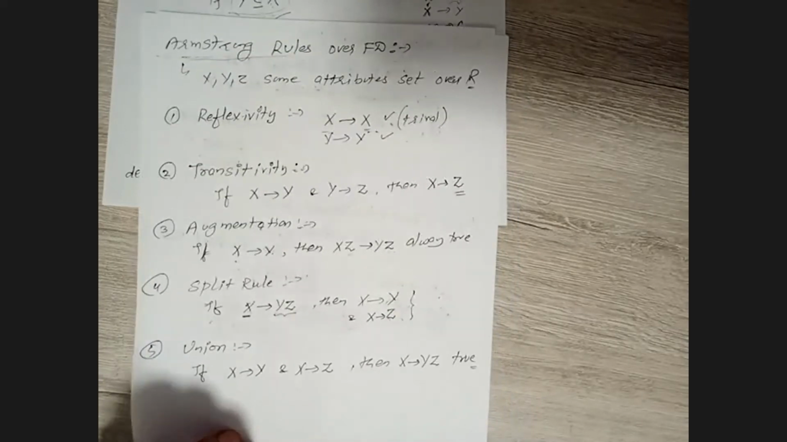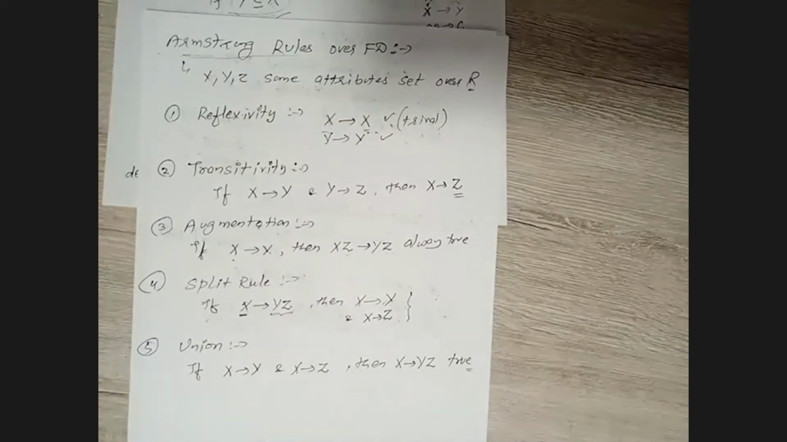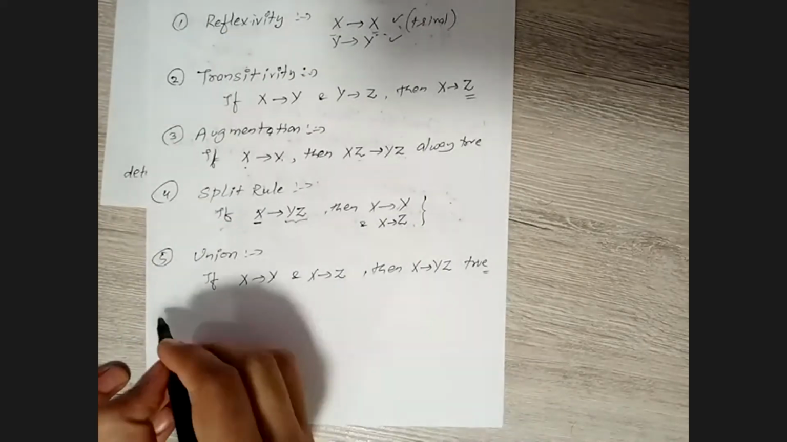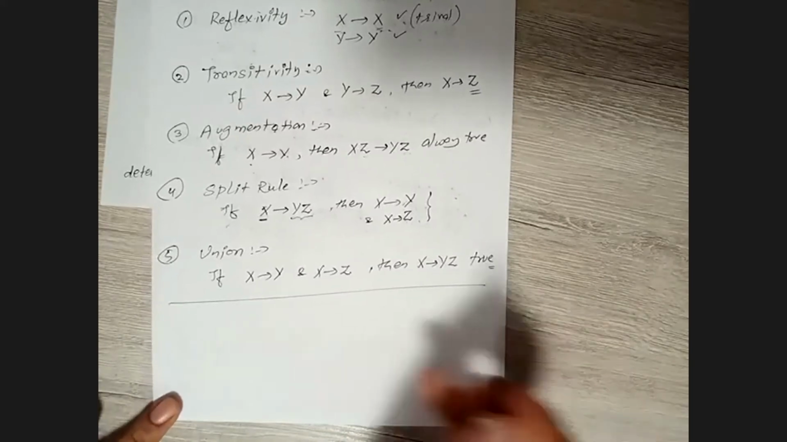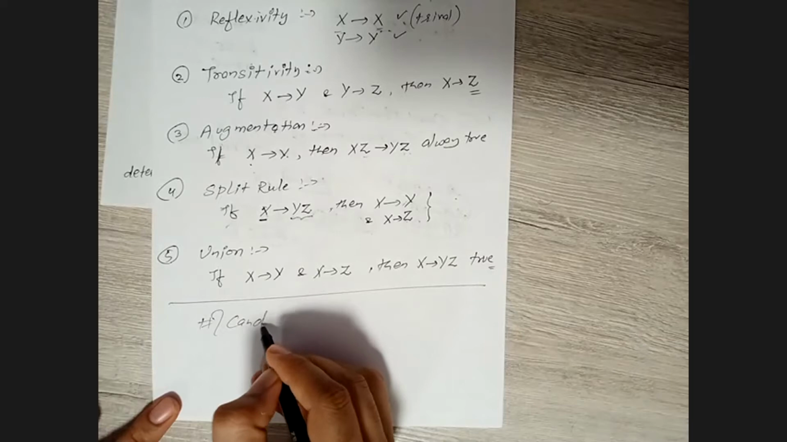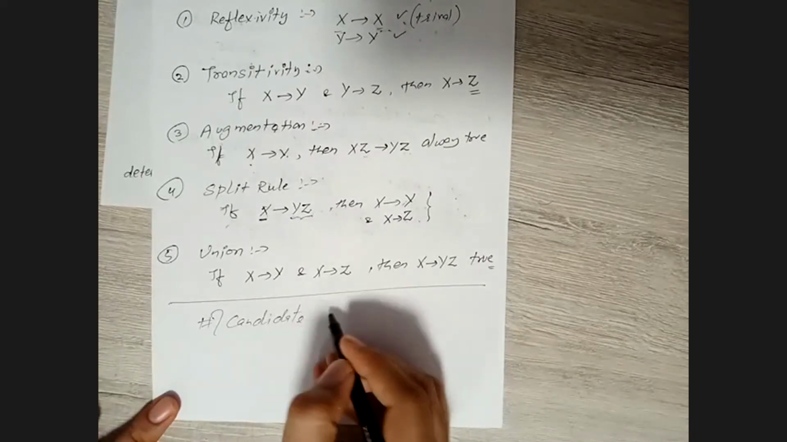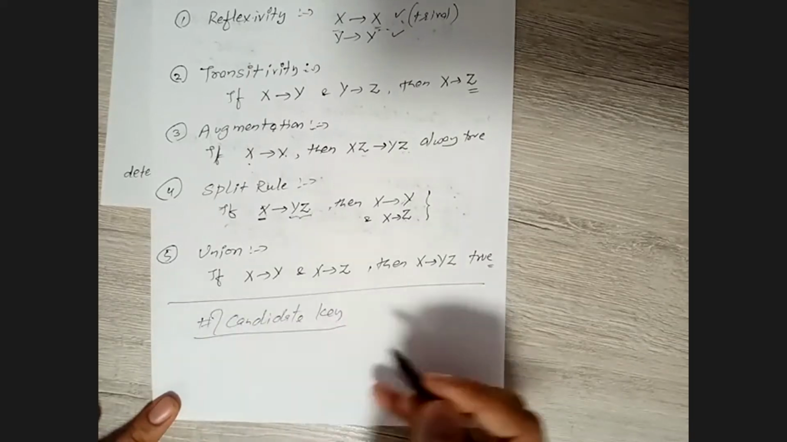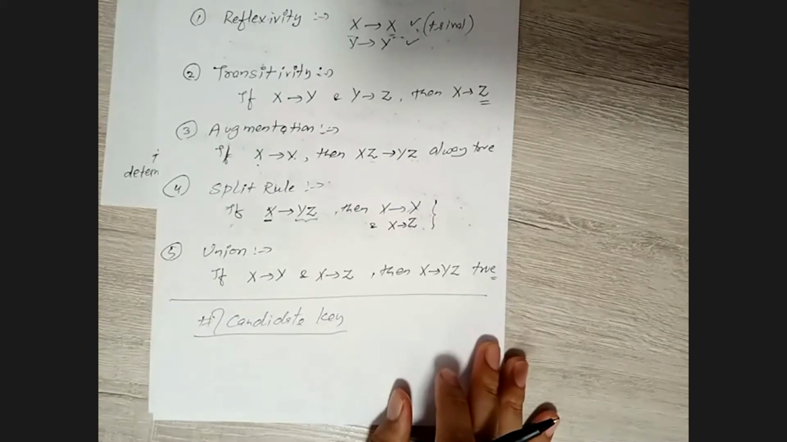In the next class we will start from the next topic, probably understanding more about finding the candidate key, super key, and all those. From the given set of functional dependencies, we need to find out the total number of candidate keys possible.